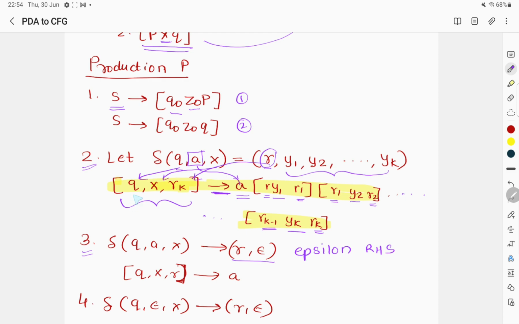So what do we do? This will come exactly the same as we did above. That is, Q is coming directly. This is a tape symbol coming directly. This R is coming directly here. This A goes directly there.